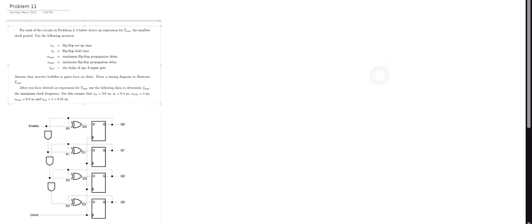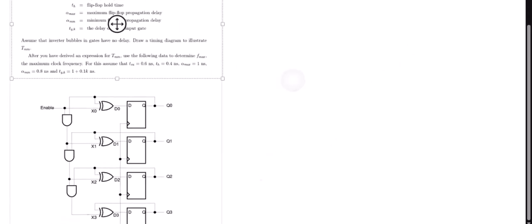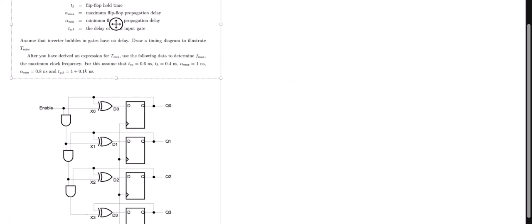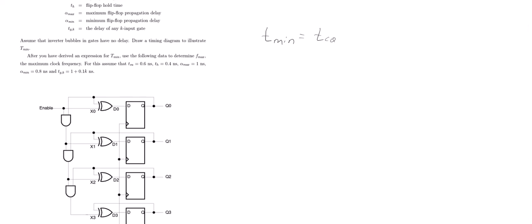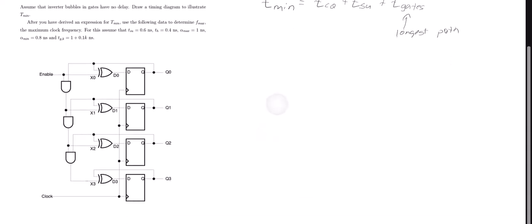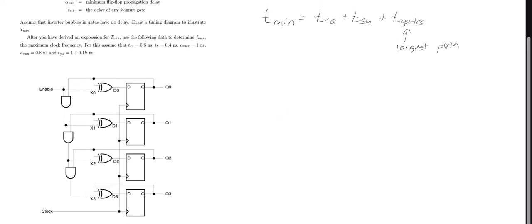Okay, so we have another circuit where we want to find the minimum clock time. And on the problem before, we said that our minimum clock time is going to be your max propagation delay, plus your setup time, plus the time through all the gates for the longest path. So the longest path from flip-flop input to flip-flop input.